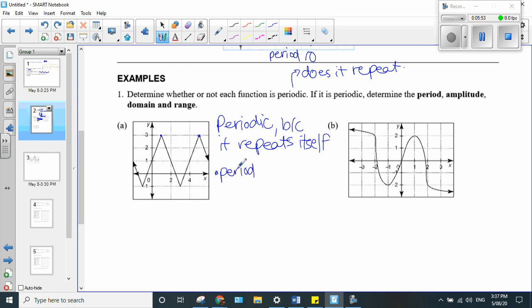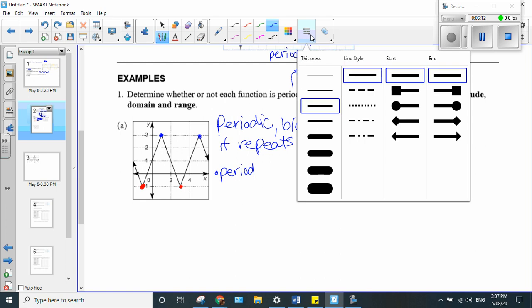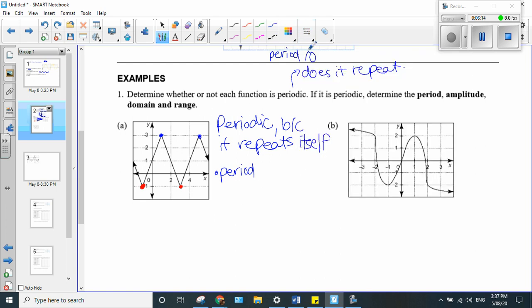Okay, so the period is the distance between the beginning and the end of a cycle. So here, I can calculate the period from here. If I say that this is the beginning and this is the end, I could also do it from those 2 points. That could be the beginning and the end. It repeats itself, so it doesn't really matter which point is the beginning and the end, but the distance will be the same.